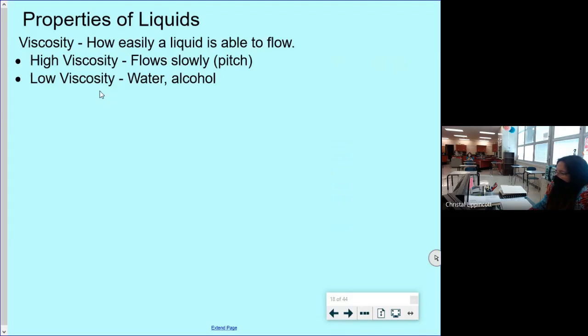All right, something with a high viscosity is going to flow slowly, like this pitch. Honey would be a good example. You try to pour honey out of something and you see how slowly it flows out. Or molasses. I don't know if you guys have ever eaten molasses before. That's kind of a common thing down south, but up here it's not quite as common.